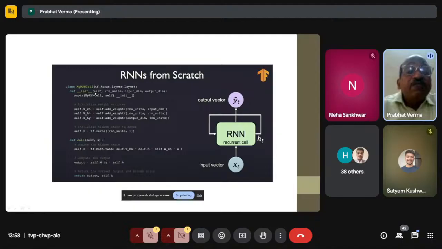We import tensorflow.keras.layers, and we first initialize all these parameters, 3 types of weights like xh, hh, and hy. Then we initialize all the hidden states to zeros. Then we update the hidden state. This is the rule for the hidden state update. So we have applied the tanh formula here, and then we compute the output and return the output. So this way we can implement RNN in TensorFlow.